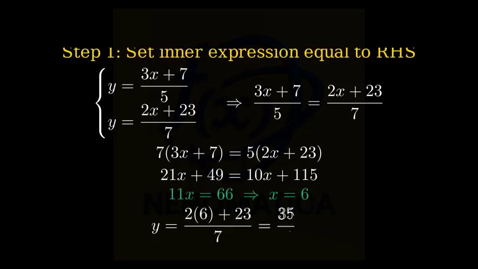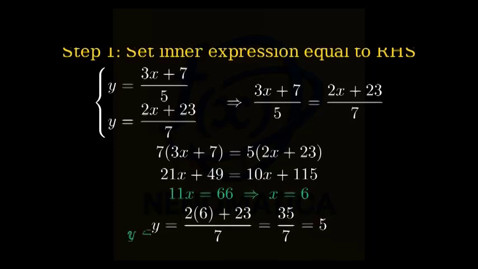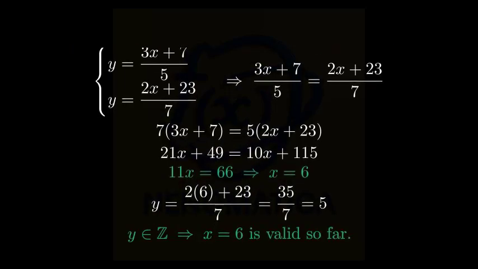Now plug back to find y. (2 times 6 + 23)/7 equals 5. Since y is an integer, x equals 6 is a valid solution candidate. Step 2. Use a graph to understand why there may or may not be another solution.